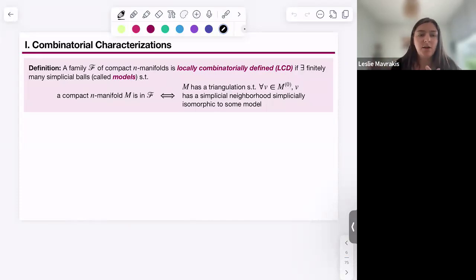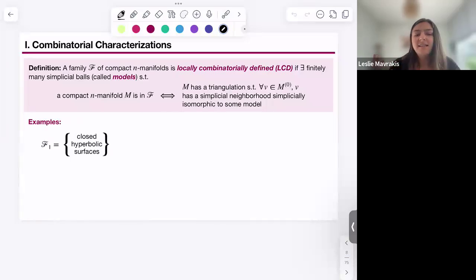So the idea is you have these finitely many models, they build everything in your family and they don't build anything else. And that second part, that they don't build anything else, is usually the difficult part in proving that some family is an LCD set. Okay, before getting into why we might care about these things, I want to give you some examples.